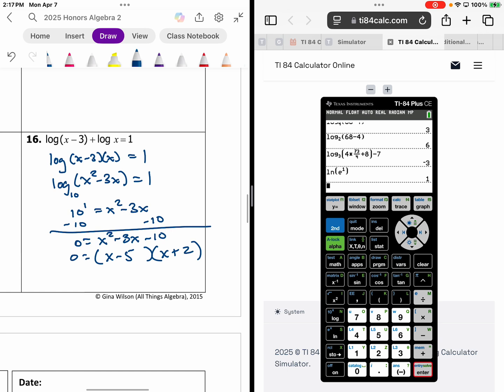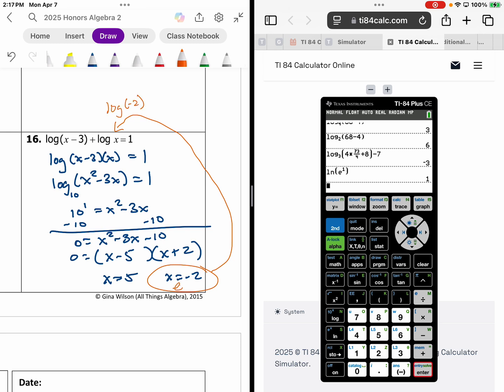And then I get my two answers: x is equal to 5 and x is equal to negative 2. Well, real quickly, just looking at it, if I put x equals negative 2 into the equation, I get the log of negative 2. So that's extraneous. That one's the extraneous solution.